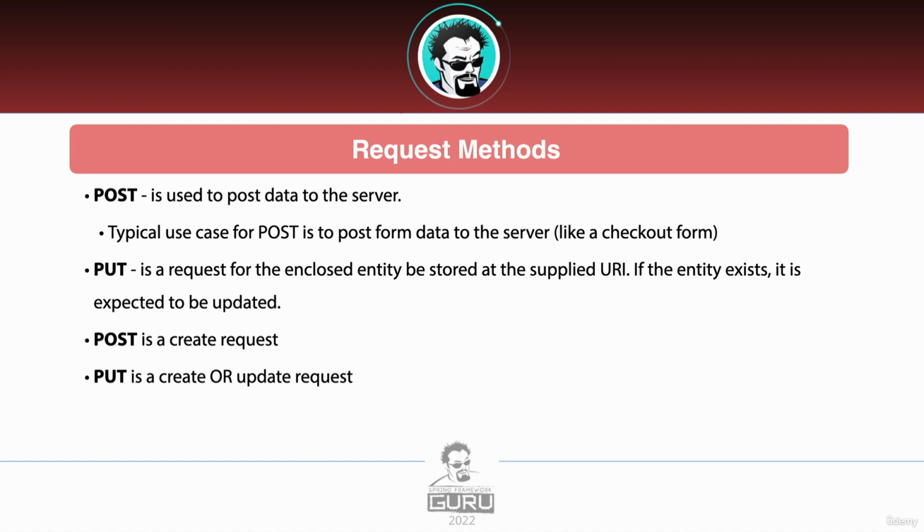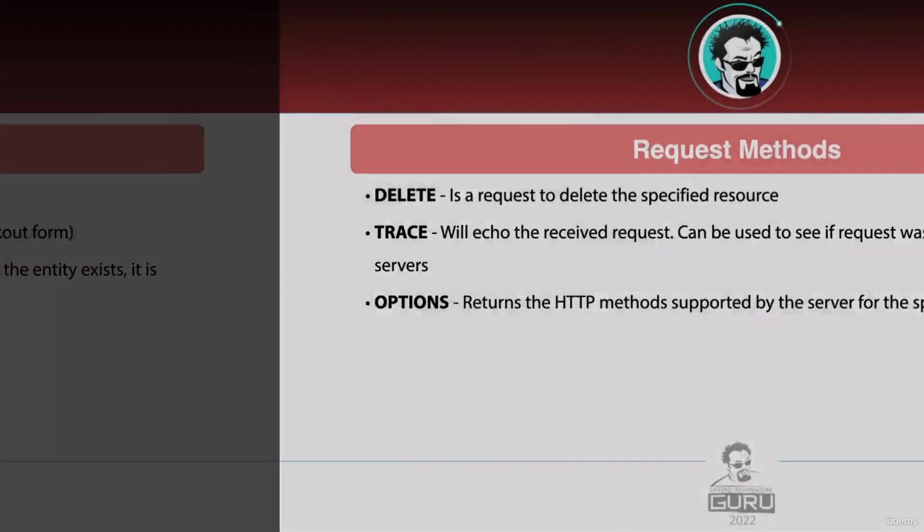There is also PUT. This is a request for an enclosed entity to be stored at the supplied URI. If the entity exists, it is expected to be updated. These two are very similar. They're easy to confuse. POST is a create request. PUT is a create or update request. So very similar, but the nuance is POST will create, PUT will create or update. So remember that distinction between the two.